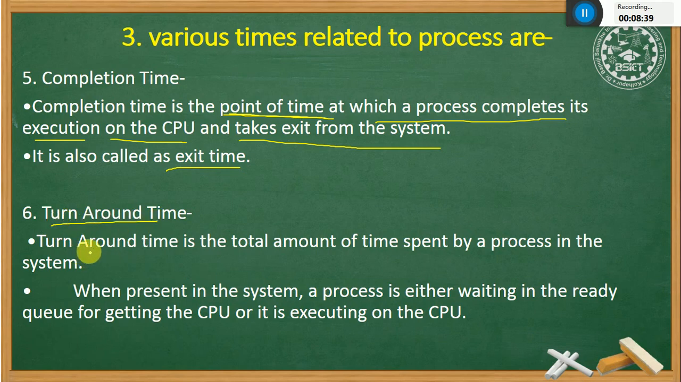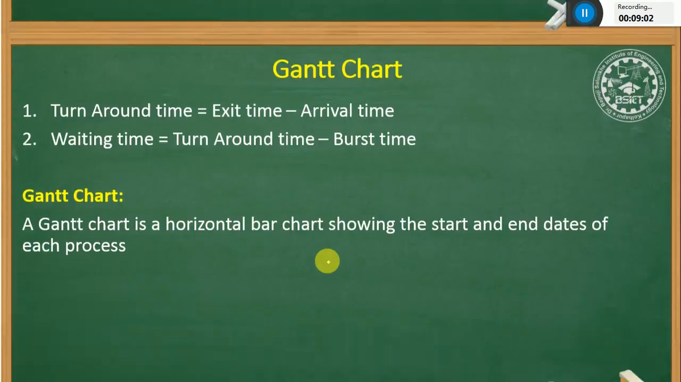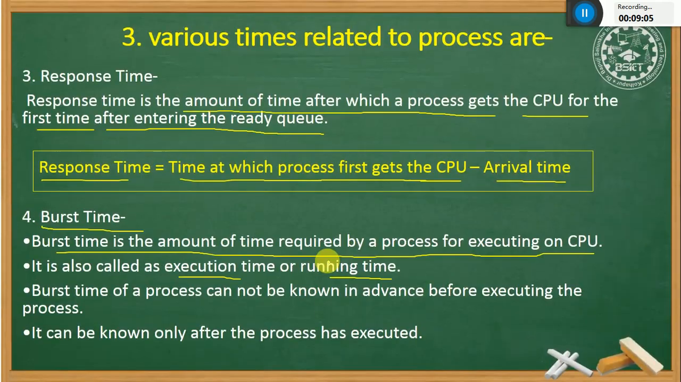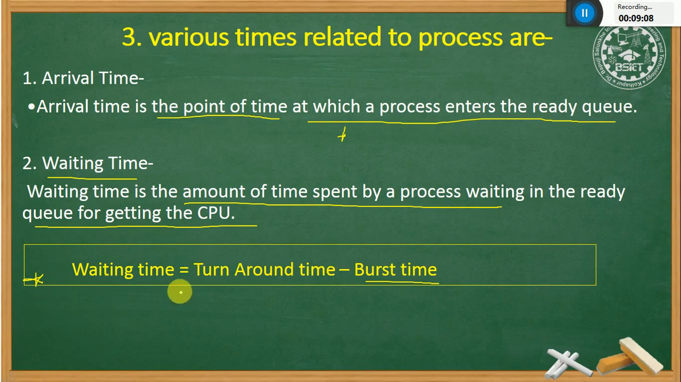Last, the sixth one, that is turnaround time. Turnaround time is the total time spent by the process in the system. So total time is nothing but waiting time plus burst time: how much time it spent in the ready queue and how much time it requires to complete execution. So it is the addition of waiting time plus burst time. We can easily calculate waiting time using this formula: waiting time is turnaround time minus burst time, or we can say that turnaround time is equal to waiting time plus burst time.